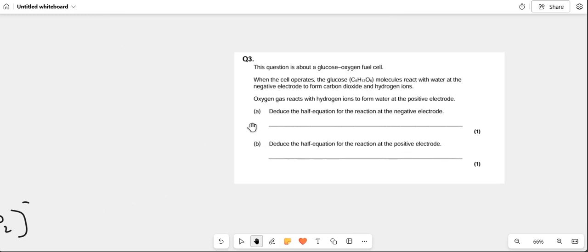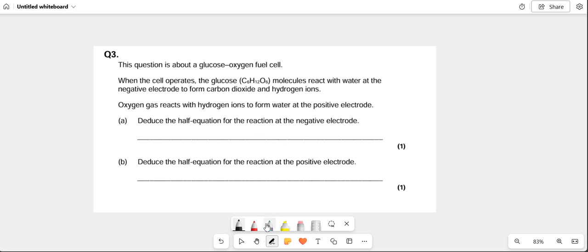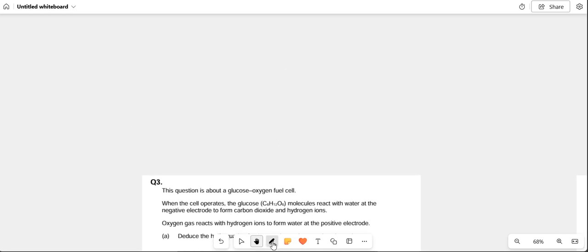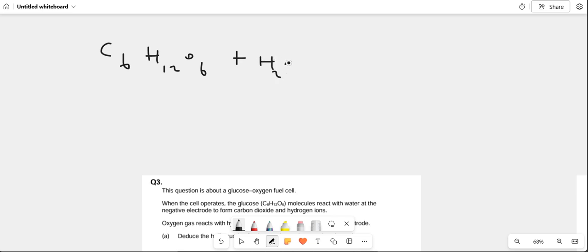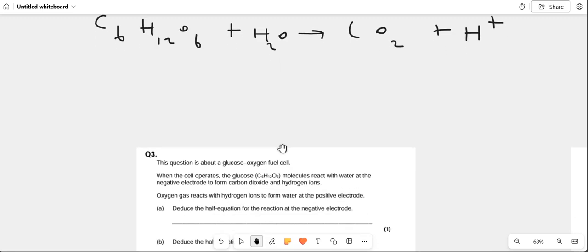Alright. Question 3a. Deduce the half equation for the reaction at the negative electrode. At the negative electrode, it tells you that glucose reacts with water to form carbon dioxide and hydrogen ions. So you write that out, because it tells you the situation. So C6H12O6, that's glucose, plus H2O is going to produce CO2 and H plus hydrogen ions. Obviously, this is the negative electrode here, so electrons are lost here.